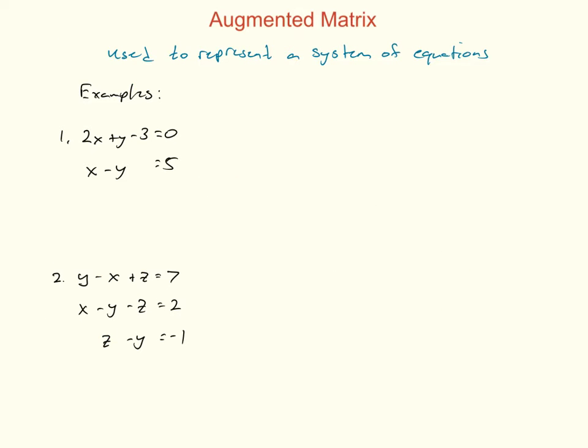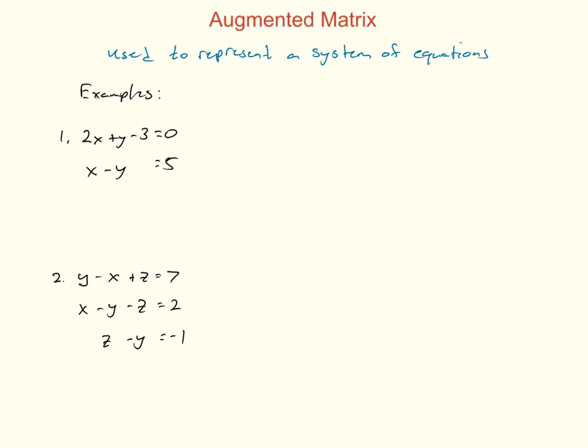The next thing we want to do is use what's called an augmented matrix to represent our system. Now, what happens with an augmented matrix? You're going to see that the number of rows is equal to the number of equations you have. And the number of columns will always be 1 more than the number of variables. And you're going to see a dotted line. The dotted line represents the equal sign.